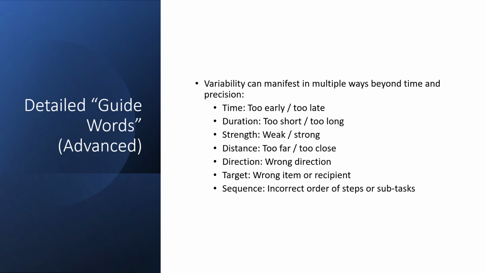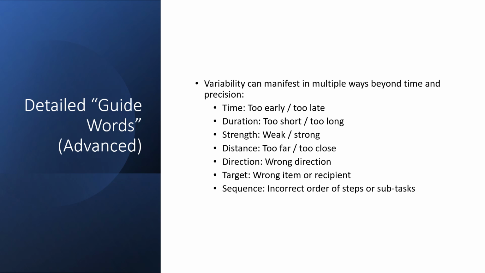If this simple first phase definition of variability doesn't appear to be satisfactory for that particular function, if required, we can amplify our analysis by investigating detailed variabilities. And variability can manifest its ways well beyond time and precision. We can dive further into time and precision if we want, so we could say too early or too late. We could say duration, too short or too long. But we can also think about strength, distance, direction, and target.